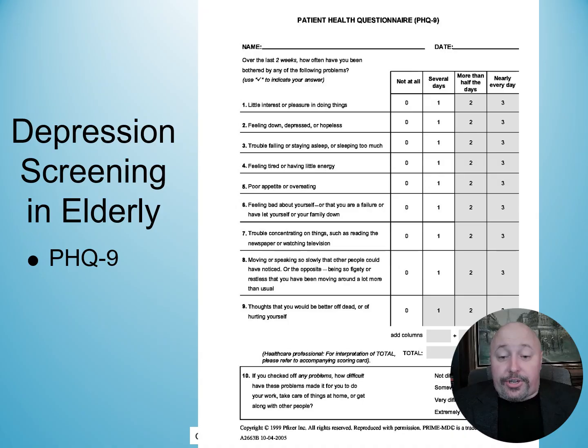This is the PHQ-9. This is a very common depression screening scale that can be used for the elderly, though it is also used in depression for all adult patients. That's another one I'm going to attach at the bottom.